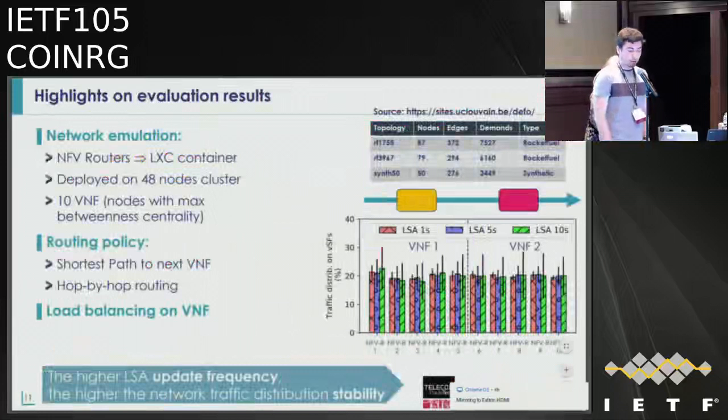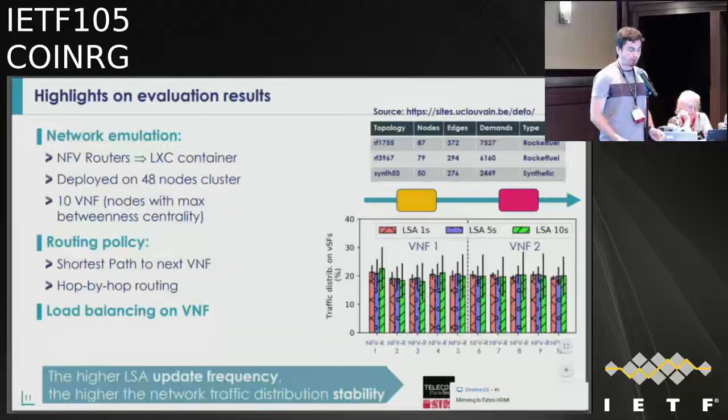So we have made some large-scale experiments with this implementation. We packaged our NAV routers as LXC containers, and we emulated 87-node topologies, which is the inferred topology made by the Rocketfuel project.